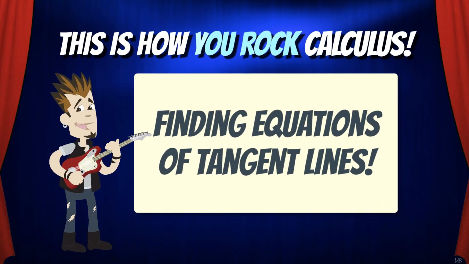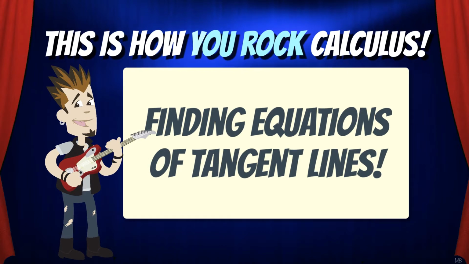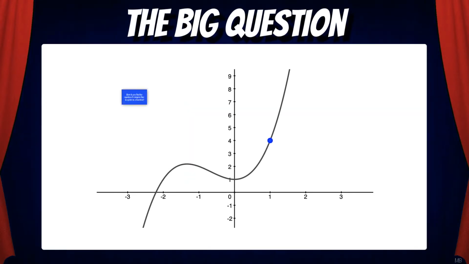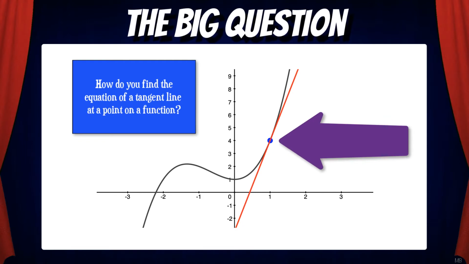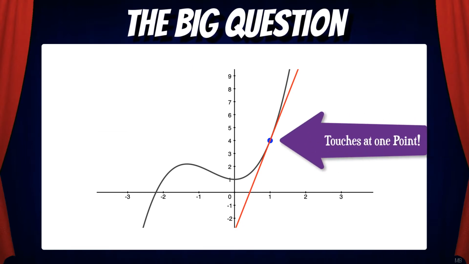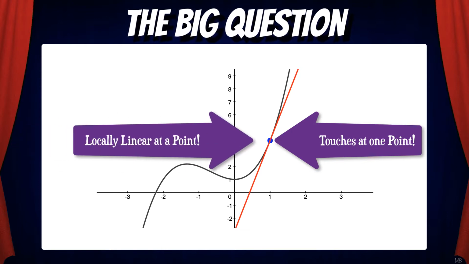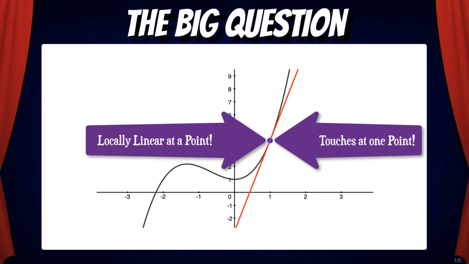Hey everybody! In this video, we're going to be talking about finding equations of tangent lines. The big question is, how do you find the equation of a tangent line at a point on a function? Recall that a tangent line is a line that touches a curve at one point and is locally linear at that point, meaning it matches the curve's slope at that point.